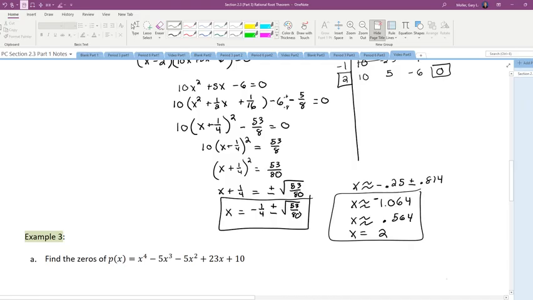Okay? And now, if it doesn't ask for anything but exact, you can give me exact. That's fine. This is a more exact answer, even though it looks crazy. And then if it asks for it, or if you feel like it, you can give me the decimal in addition.